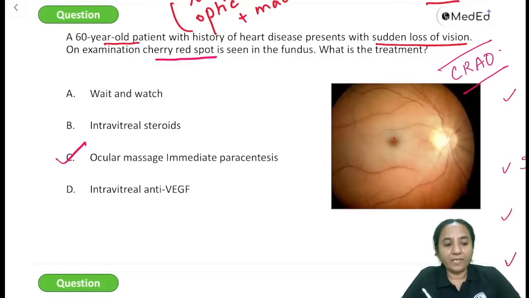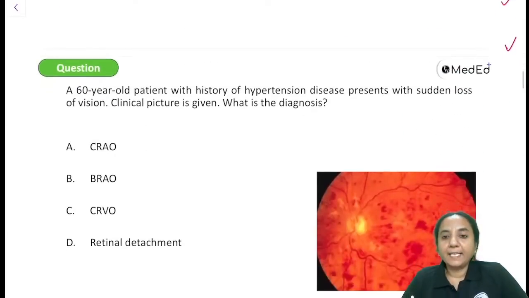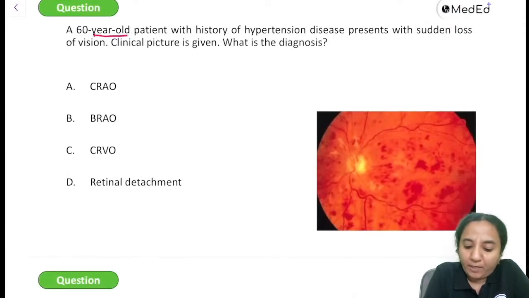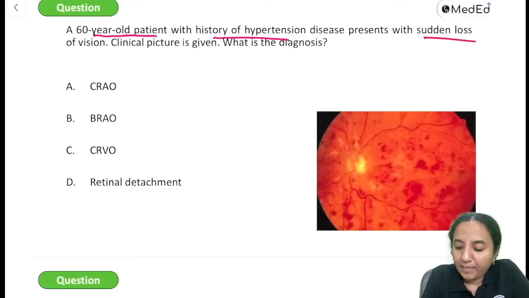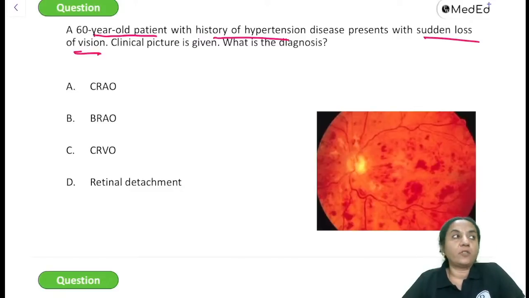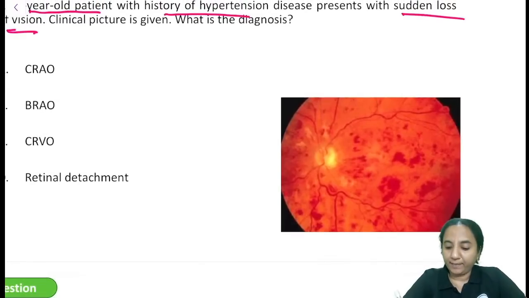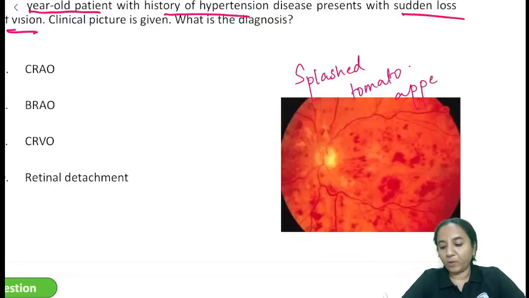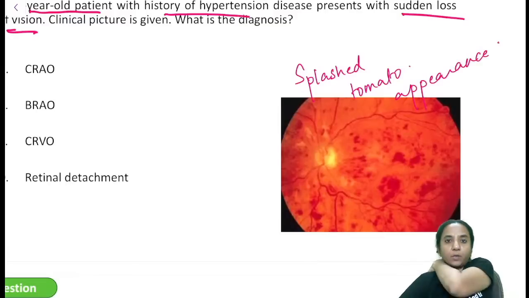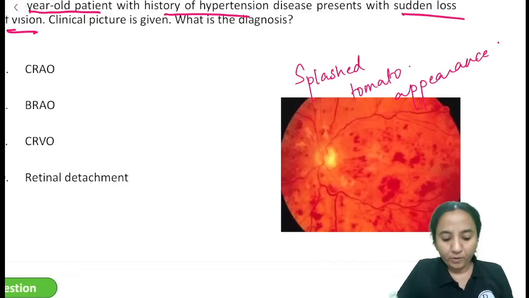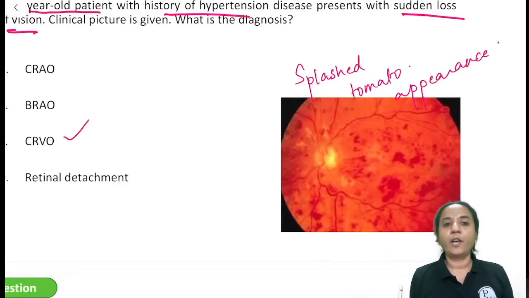Okay, shall we go to the next question? A 60-year-old patient, so an elderly patient, history of hypertension, presents with sudden loss of vision. And what do we see in the fundus? So the whole fundus or the whole retina is full of hemorrhages. And what is this appearance typically called? This is typically what is called as our splashed tomato appearance. So the whole retina is full of hemorrhages, correct? So this is CRVO, central retinal vein occlusion.